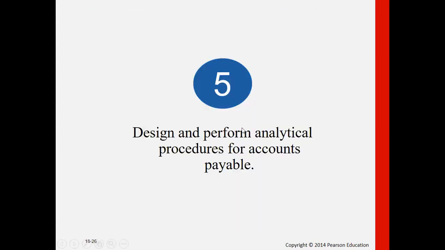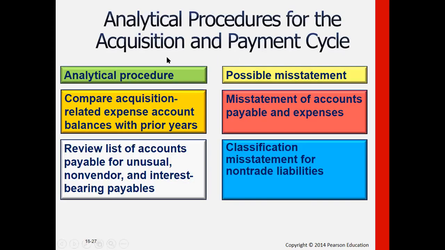Next, what about for analytical procedures or the financial statement ratios for AP? So we will be doing these procedures for possible misstatement to occur. Example, we compare acquisition-related expense account balances with prior years to check if the figures really are dramatically moving. For sure, there would be ranges within the industry-related clients or companies. And what would be the possible misstatement? Misstatement of accounts payable and expenses. That's what we would target.